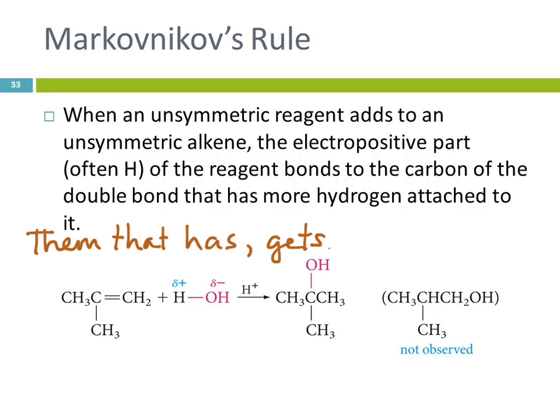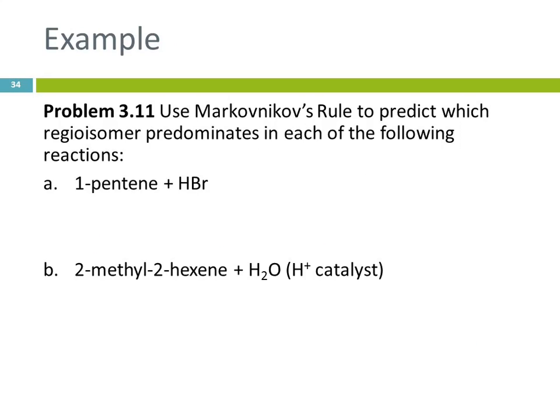So we'll talk about additions that follow Markovnikov's rule, and then there are also some that do not. And so we just have to remember, does it follow Markovnikov's rule or not? So let's do a couple of examples. Use Markovnikov's rule to predict which regioisomer predominates in each of the following reactions.